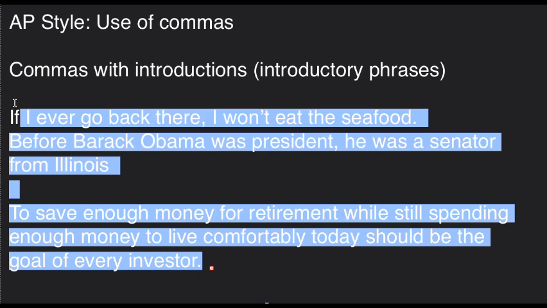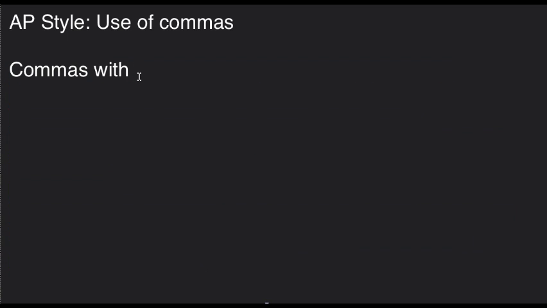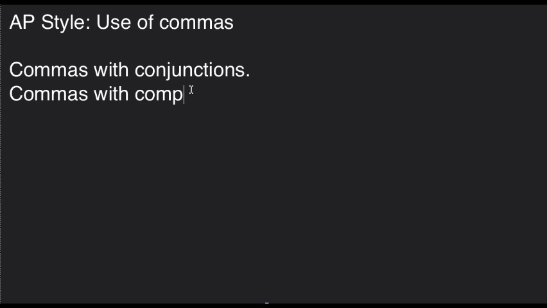Okay, let's look at another use of commas. In your style book, I believe it labels this section commas with conjunctions. But I like to think of it as commas with compound sentences. Because in our lists, when we talked about commas with a series, those had conjunctions in them as well. But these are going to be a different kind of conjunction, or a conjunction that's used for a different purpose.